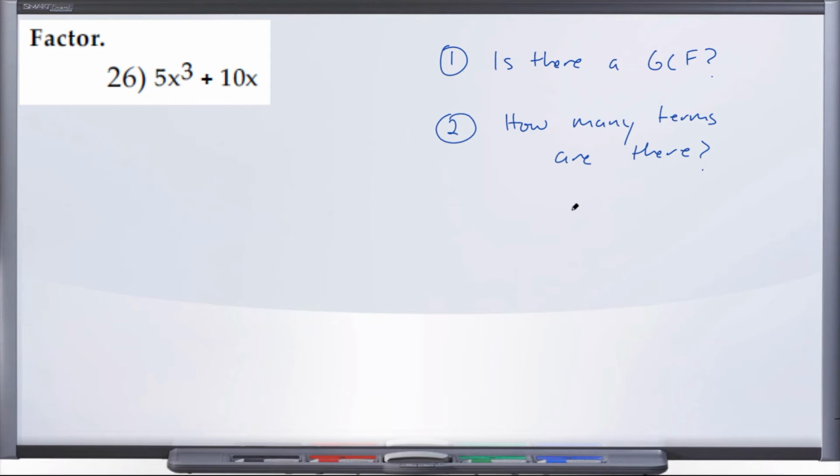And so again, these two questions will help to serve you when it comes to factoring. So always try to keep these in mind. First and foremost, is there a GCF? If so, take it out. And then how many terms are there? So let's take a look here.